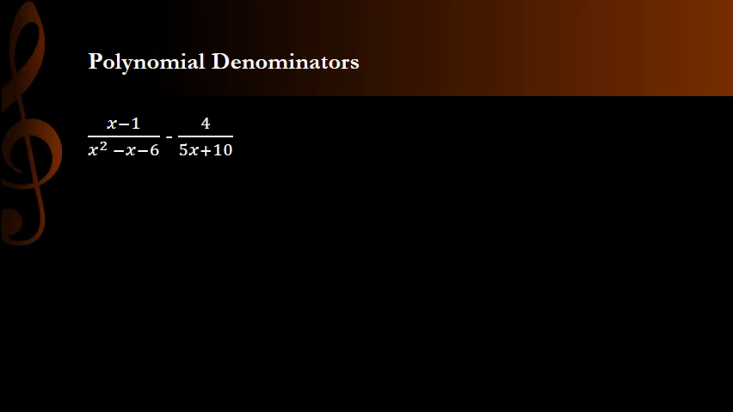When I'm looking at these two denominators, x squared minus x minus 6 and 5x plus 10, I'm going to have to factor those to try to get to this least common denominator. So let's start here with x squared minus x minus 6. I've got an x, an x, and I'm looking for two numbers that will multiply to negative 6 and add to negative 1. I think x minus 3, x plus 2 should do the trick. Negative 3x plus 2x gives me negative x, and negative 3 times positive 2 gives me negative 6.